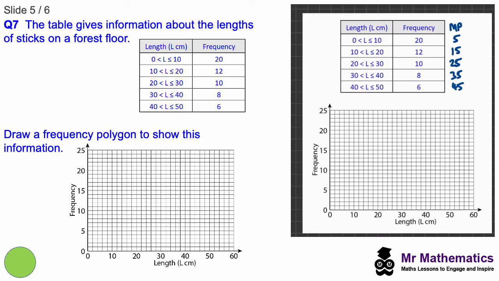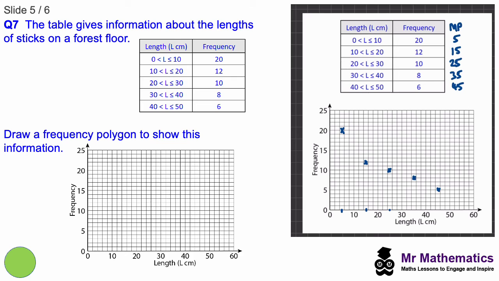To draw our frequency polygon, we're going to plot the frequency against the midpoint. So we have 5 on our midpoint, on our length, and we're going to go up to a frequency of 20, so about here. Then we'll have 15 going up to a frequency of 12, 25 going up to a frequency of 10, 35 going up to a frequency of 8, and then 45 up to a frequency of 6.